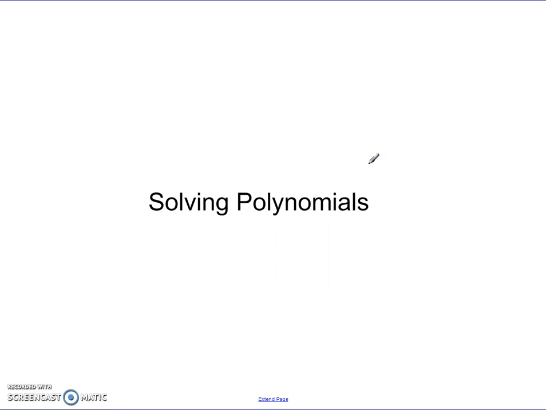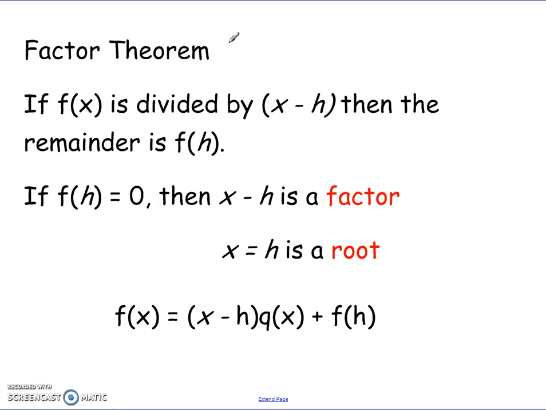When we're doing this, there's one key fundamental rule we have to bear in mind, and that's the factor theorem or remainder theorem. What we say is if f of x, our polynomial, is divided by x minus h, then the remainder of this is f of h. And if f of h equals 0, i.e. the value we get when we substitute h into the original polynomial is equal to 0, we can then say that x minus h is a factor of this polynomial, and that x equals h is a root of the polynomial. So what we've found is points where the polynomial itself cuts the x-axis.